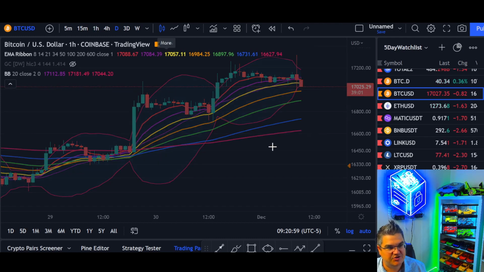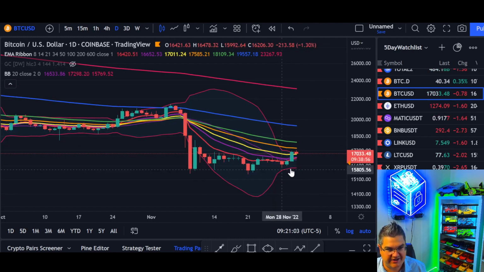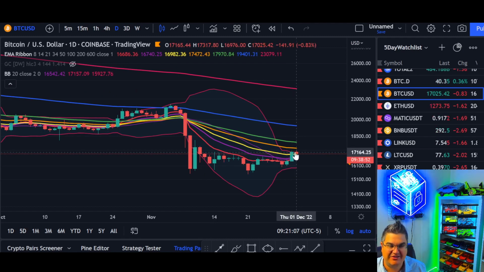So let's go ahead and zoom out and then look at kind of the patterns that I'm talking about. Look at the Bollinger Bands on the daily chart, really squeezing here. So less volatility leads to an explosive move in volatility, usually in the not so distant future.